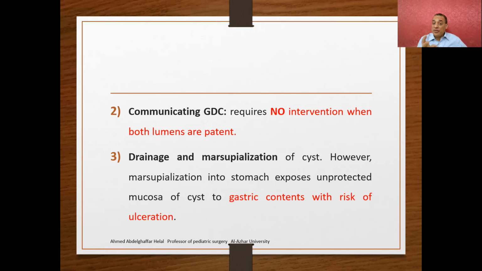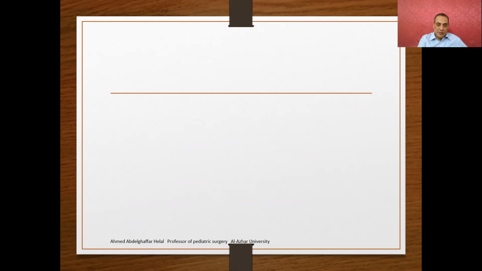However, marsupialization of the cyst into the stomach exposes the unprotected mucosa of the cyst to the gastric content with risk of ulceration. We said that the mucosa in the duplicated part is different from the gastric mucosa, not accustomed to tolerate the HCl. So this exposure may lead to the risk of ulceration inside the duplicated part, perforation of the duplicated part, baby may present with bleeding or something like this.